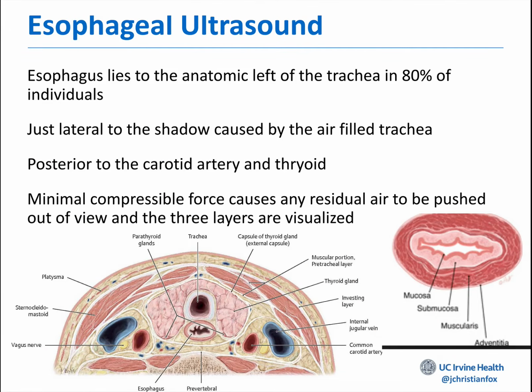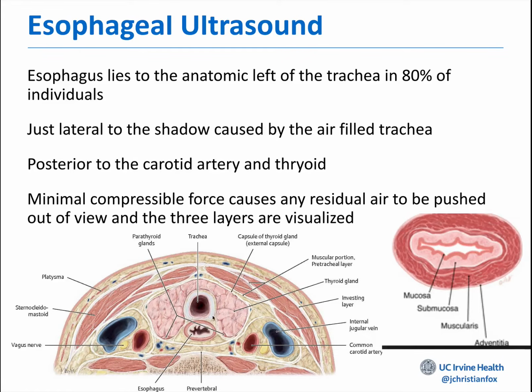Starting with the esophagus. The esophagus lies just to the anatomic left of the trachea in most individuals, and you can see the shadow caused by the air-filled trachea, and you'll see it just on the side of that shadow from the trachea. Pretty easy to see. The way it's been drawn here, I think, is not always true. I find it off to this side, the left side, more often than not. But we do see the trachea here and its shadow coming down. Clearly, the thyroid gland is visible up here. Again, not part of the gastrointestinal tract, but boy, does that look beautiful on ultrasound.